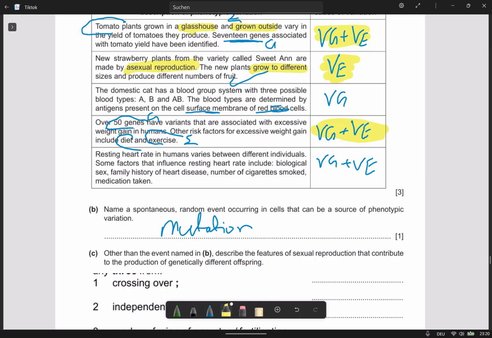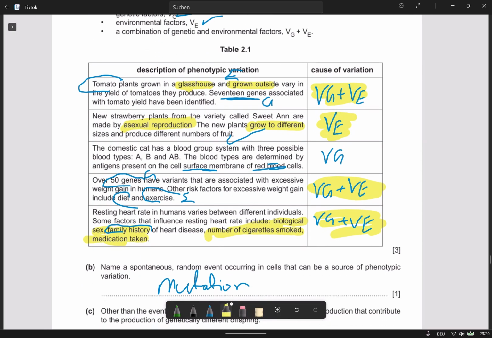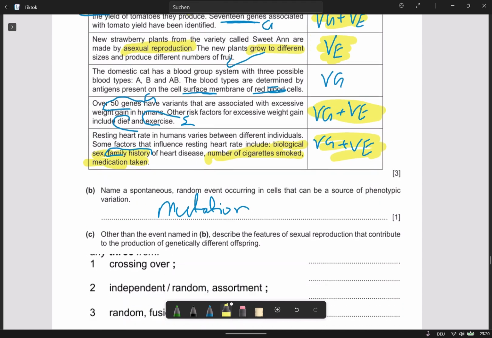The last one was resting heart rate in humans varies between different individuals. Some factors are biological: sex, family history of heart rate. Family history means genetic. Okay, number of cigarettes smoked and medication, those other things are environmental. So it's also a combined effect. So the trick here was just simply to identify what was environmental and what was genetic.